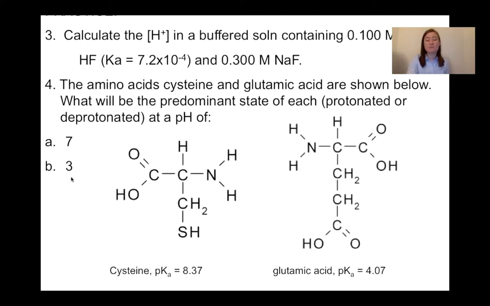Right? At a pH of 3, we're now below the pKa of both of these. So we've got a solution that's more acidic than either of these.